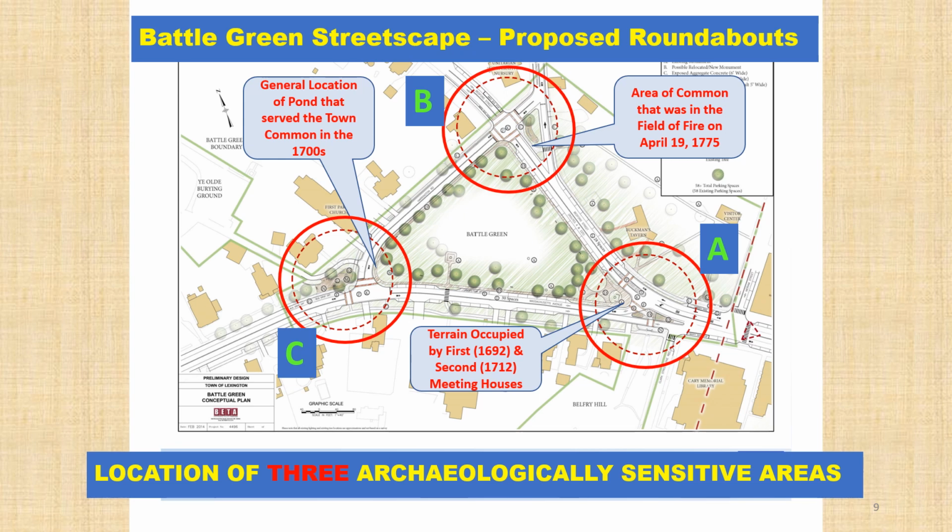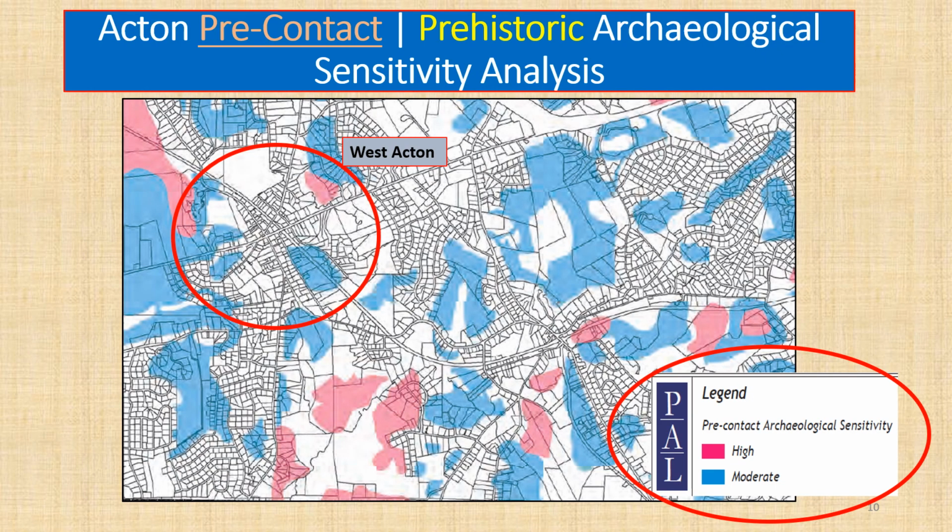Let's next take a look at a couple of archaeological sensitivity maps. Acton is one of the towns that has undertaken a town-wide archaeological survey. The area shown on the map below is a section of the sensitivity map for the prehistoric era. The pink areas are high probability and the modern areas are in blue. The area of West Acton has rather low or only moderate areas of archaeological sensitivity for prehistoric resources.